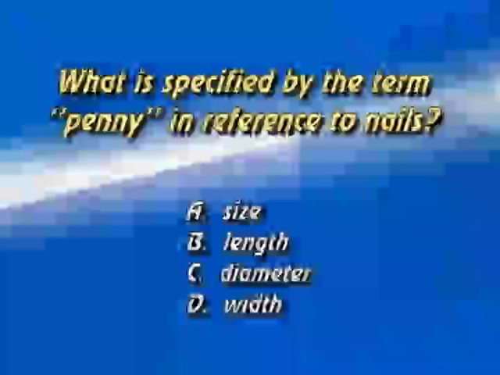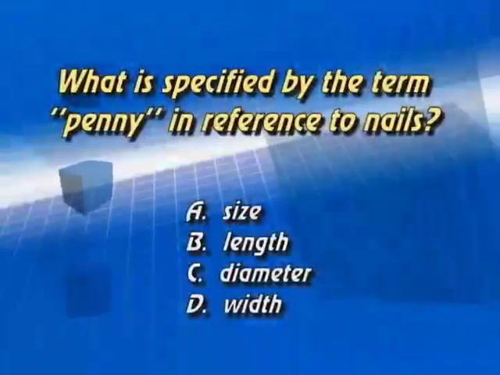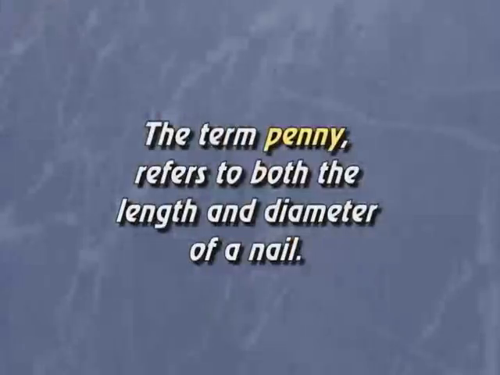Number 59. What is specified by the term penny in reference to nails? The answer is size. More than anything else, it refers to the length of the nail, but it also refers to the diameter of the nail. So we're talking about 2 dimensions, really. So we're talking a more general number, and this would be size.